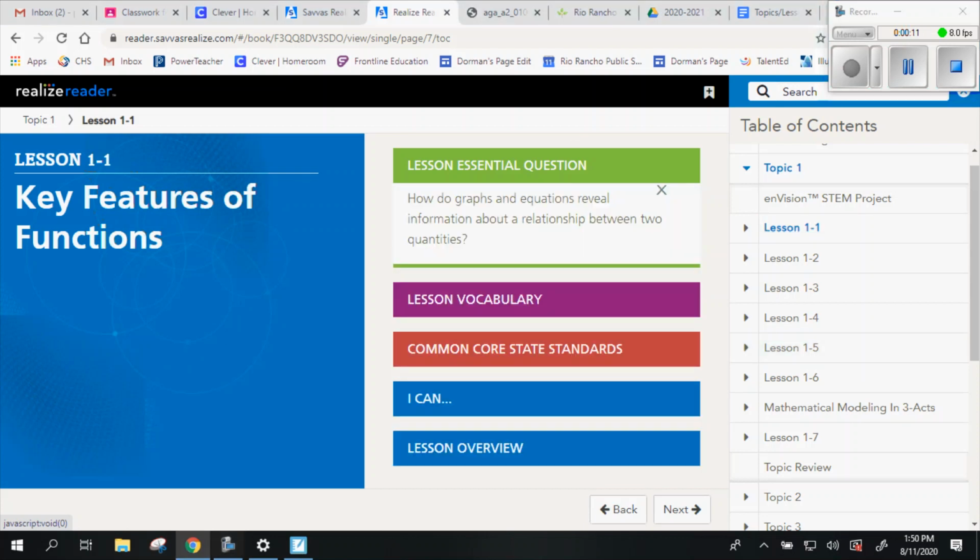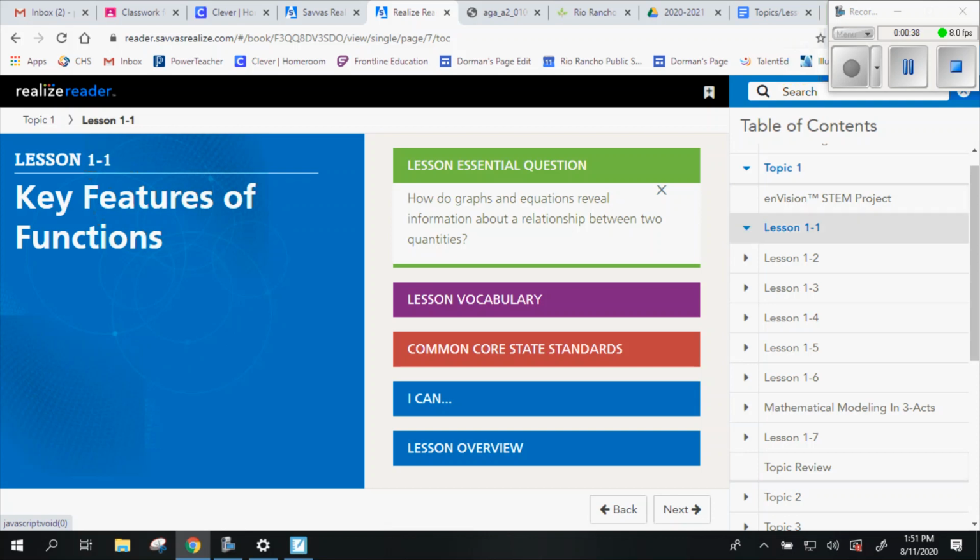Look at our essential question. We're going to figure out how graphs and equations reveal information about a relationship between two quantities, and that's what we're really getting into. If we graph something with an x and a y-axis, most of the time we're looking at how some sort of variable x is affecting our variable y, right? We input some x and it outputs some y. So let's look at how that really works.